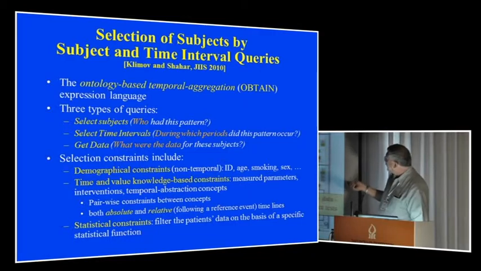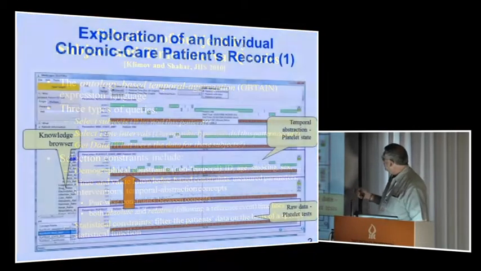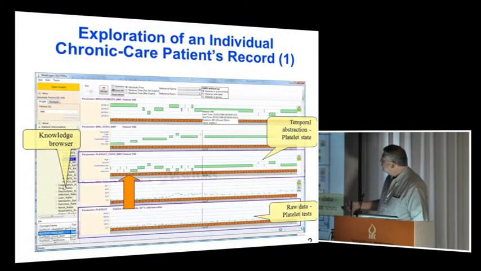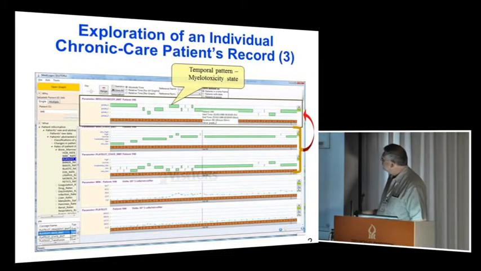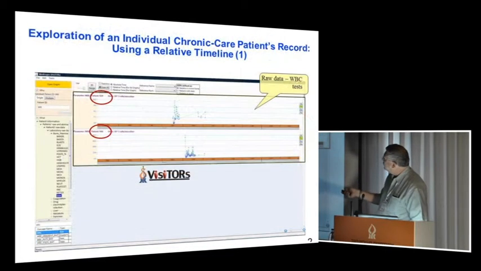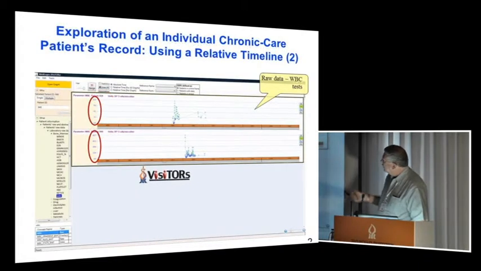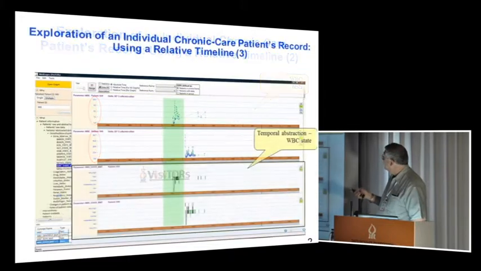So again, if we look at a typical interface, what we see here is the raw data, and we see an abstraction at higher and higher levels. This is for a single patient. And these are the higher level patterns of bone marrow toxicity, right? And here when we look at the raw data, we are actually seeing that we are creating a scale for each patient using their own data.